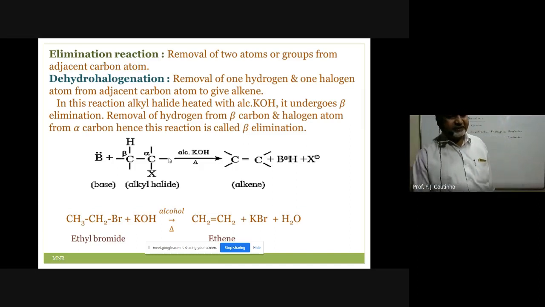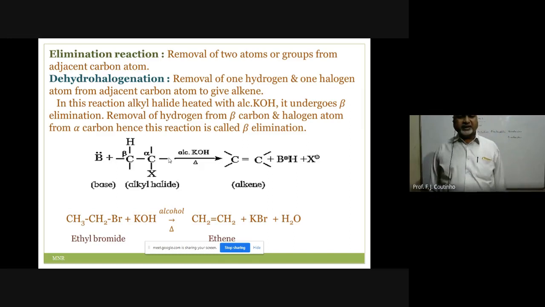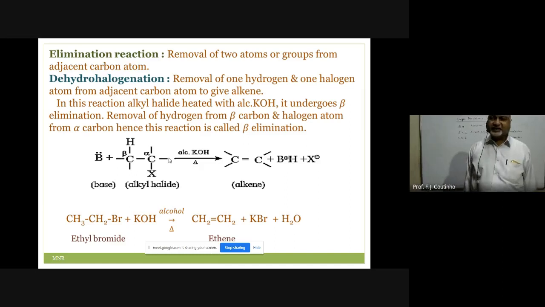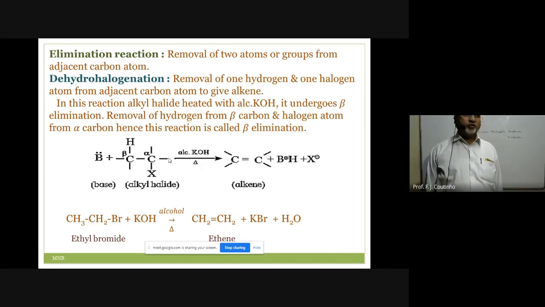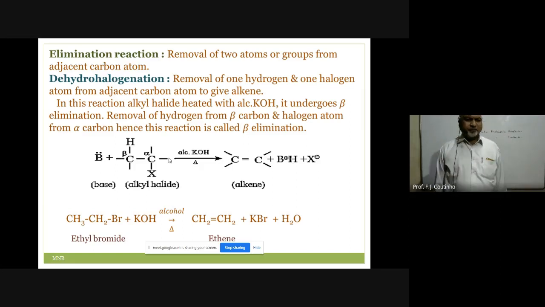Now why are we removing this? In order to satisfy the valency of each carbon. What is the valency of each carbon? 4. Carbon has 4 valency, hydrogen has 1 valency, halogen has 1 valency, oxygen has 2 valency, and nitrogen has 3. So we call them monovalent, divalent, trivalent, and tetravalent. But how to satisfy the valencies? Very important. Now in dehydrohalogenation, De means removal. Dehydro means removal of hydrogen.